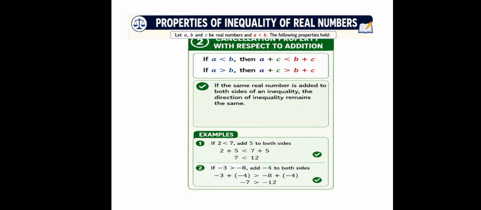If a is greater than b, then a plus c is greater than b plus c. Here we are taking a negative number. Now minus 3 is greater than minus 8, and we are adding minus 4 to both sides.